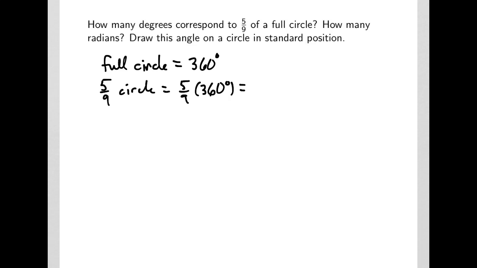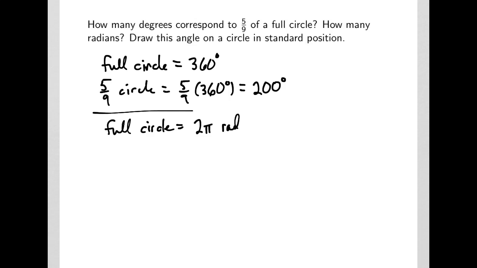So 360 divided by 9 is 40. 40 times 5 is 200 degrees. If I want to think about this in radians, a full circle is 2 pi radians. And so 5/9 of a circle would be 5/9 of 2 pi when measured in radians, which gives us an exact value of 10 pi over 9 radians.